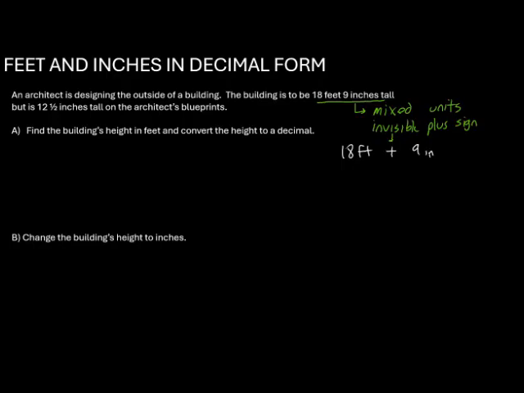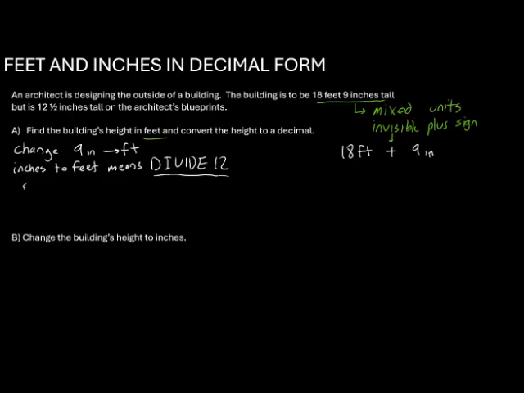Our goal for problem A is to just have feet and not have feet and inches. To deal with this, we're going to change the 9 inches into feet. After we've changed the 9 inches into feet, we can just add the answers together. In order to change inches to feet, we'll always divide our inches by 12. This is because a foot is divided into 12 inches.